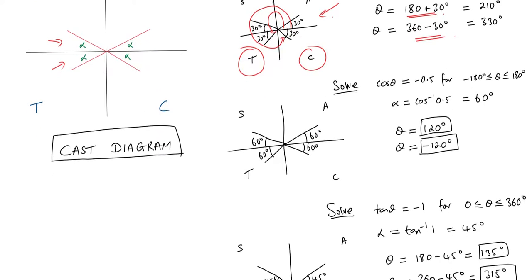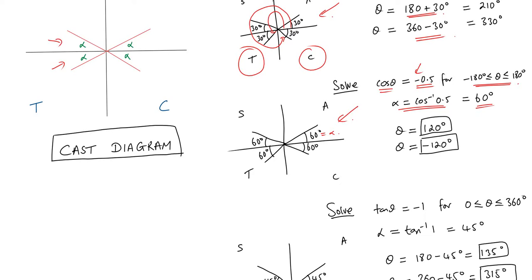Let's have a look at another one. We've got cosine theta equals minus 0.5. We're in this range, because it's the range that we need to focus on as well. We don't worry about the negative. We find out what alpha is. Alpha is between 0 and 90 degrees, so we don't bother with the negative value, and it's 60 degrees. We draw our CAST diagram. Alpha is the angle it makes with the x-axis.